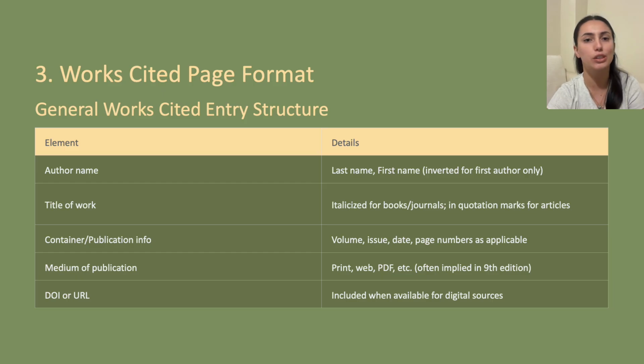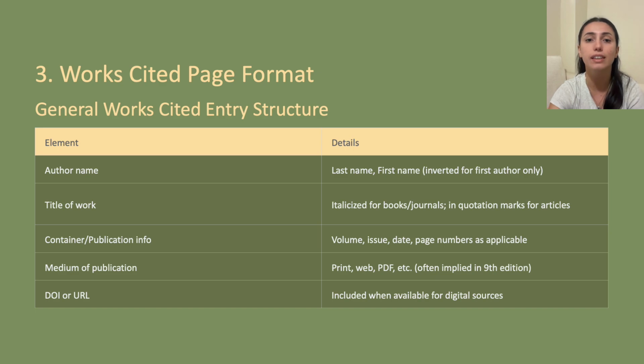Now let's look at the general structure of a works cited entry. MLA gives you a specific order for the pieces of information you need, and each source type follows the same pattern. Every entry begins with the author's name, written with the last name first. Then you include the title of work, which is italicized if it's a book or journal, and placed in quotation marks if it's an article.